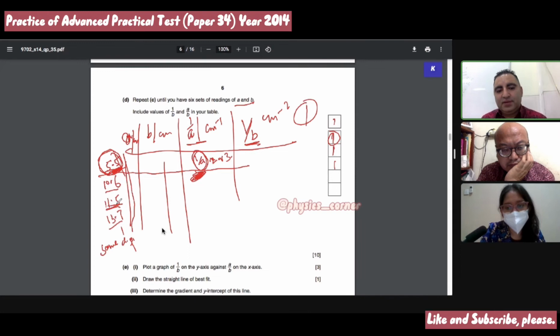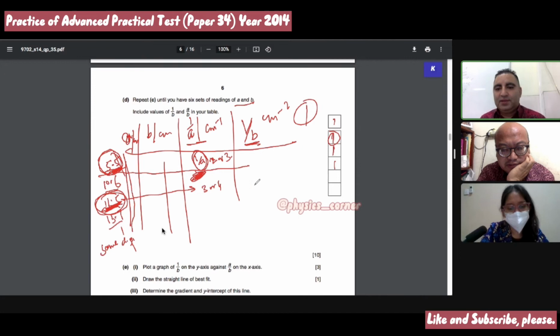But this one will have 3 or 4. Correct, because you have used this one, right? So your final answer must have the same number of significant figures or one more. Yeah, it can be the same number or one more. We can accept one more also.